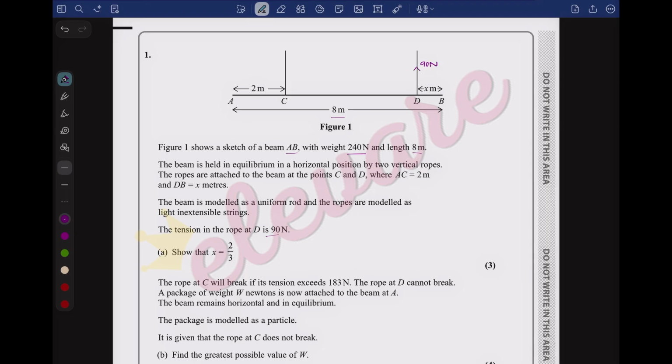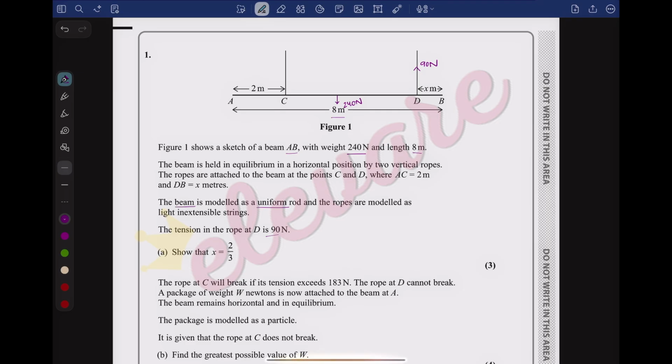90 newtons. Okay, and as I've already mentioned that the beam is modeled as a uniform rod, that gives us the green light to label the weight of the beam as well. Where do we label it? Right at the center of the beam. 240 newtons, because uniform means the mass inside the beam is evenly spread out, and therefore the overall weight of the beam will act through the center of the beam.